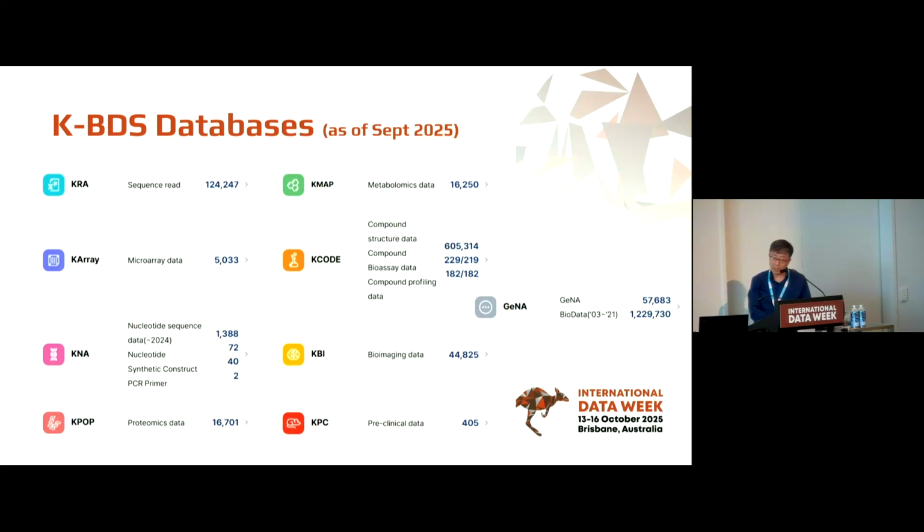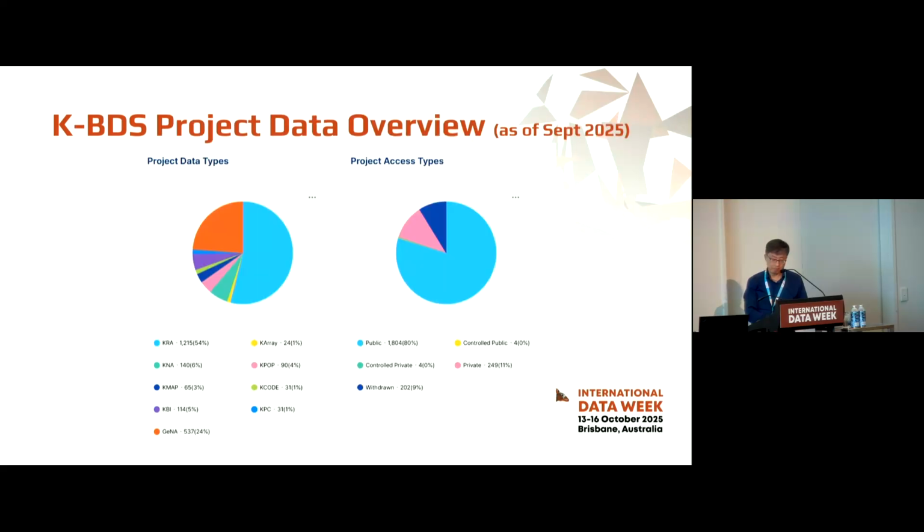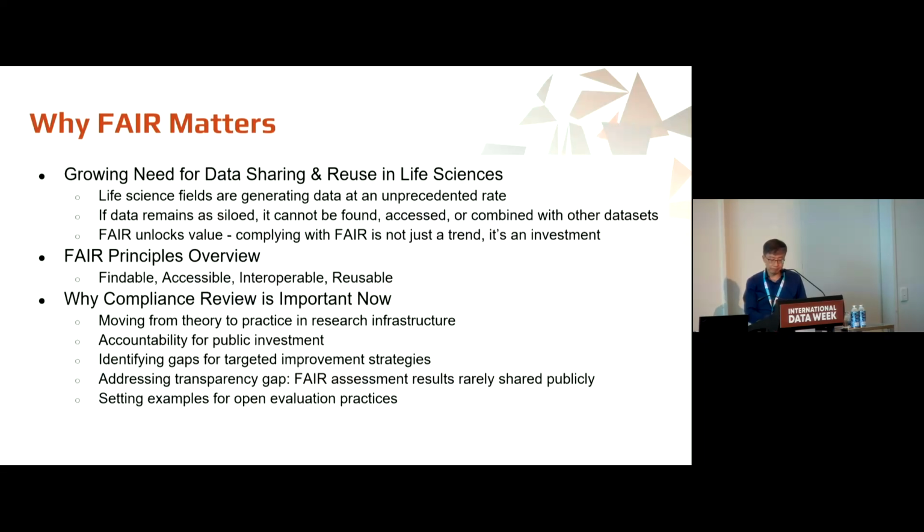KBDS has a total of 9 different databases on data types. Out of these 9 databases, KRA holds the most data, is the largest one. As you can see from the graph on the right, approximately 80% of the data is publicly accessible. I won't go over the FAIR principles and evaluation metrics, but I will say 2 things. First, FAIR evaluation gives a clear path to FAIR compliance. That's for sure. And second, there aren't many FAIR assessment results out there that we could find.